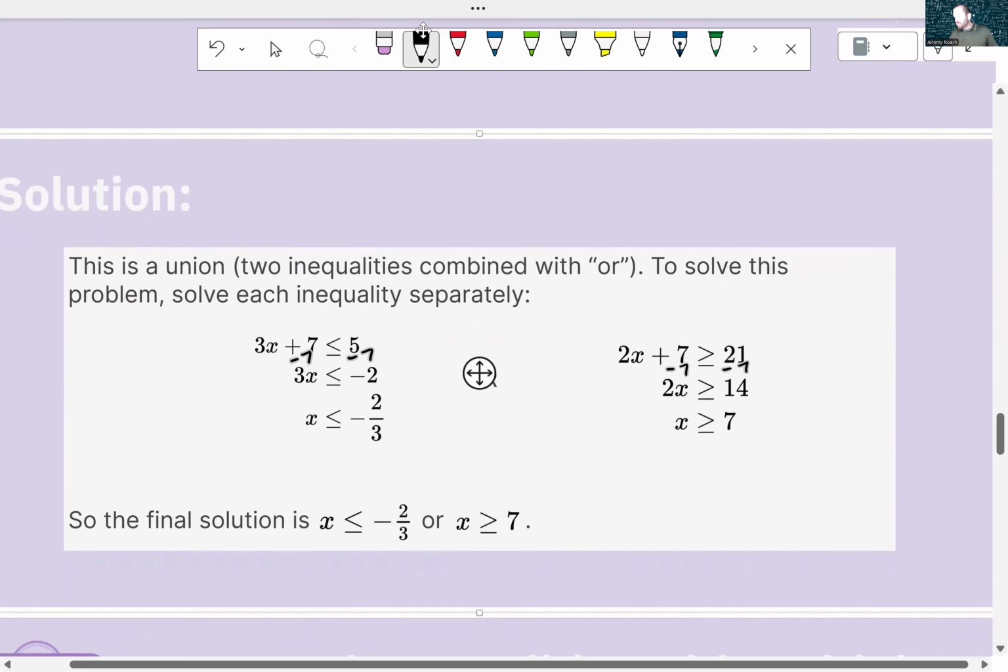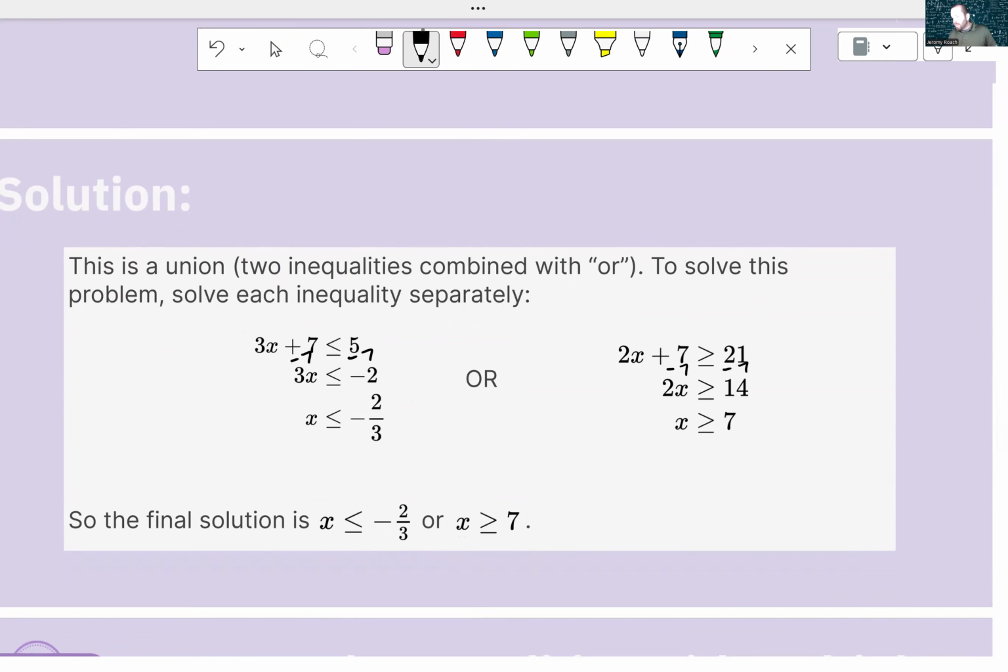-7 on both sides. We get 2x is greater than or equal to 14. Divide by 2 on both sides. X is greater than or equal to 7. We didn't have to flip the signs because we divided by a positive number for both of these.